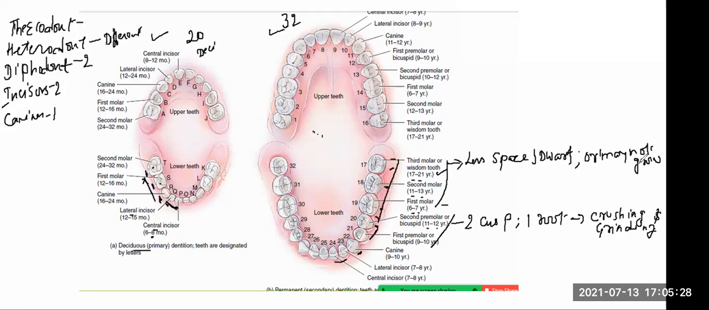So I hope this is clear, the shapes of teeth and the functions with respect to mastication, that is, chewing of food. And there is something known as dental formula that we should know about. Dental formula.